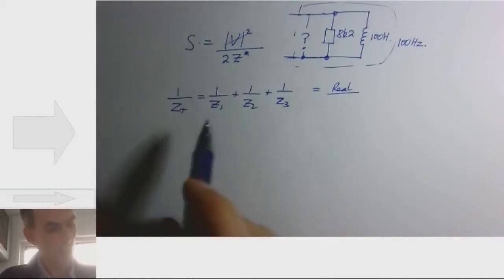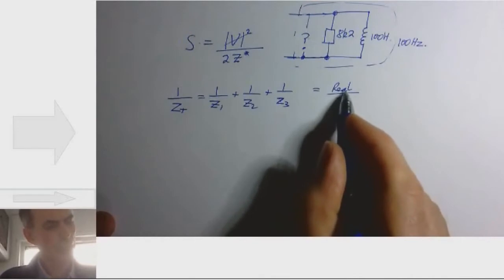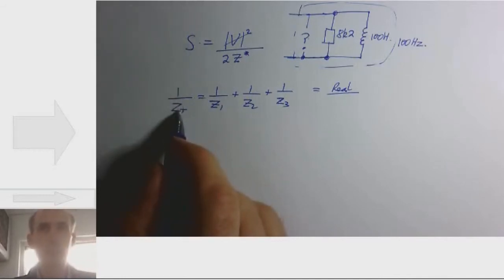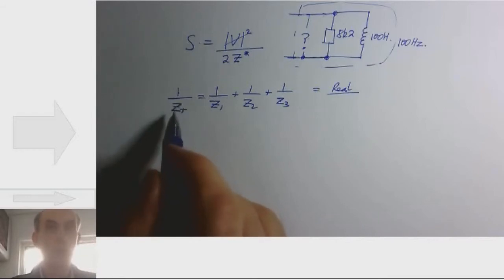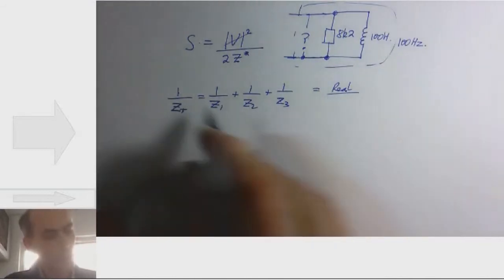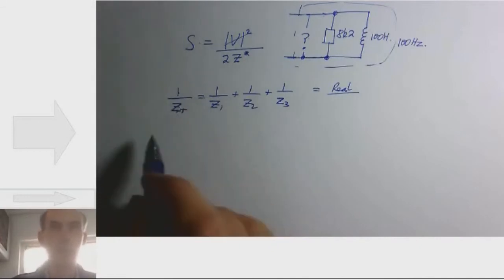Well, maybe that's not immediately obvious. We want ZT to be completely real. But if ZT is going to be completely real, then 1 over ZT is going to be real as well. Because if you take the inverse of a real number, you get another real number. If you take an inverse of a number with an imaginary component, you get another number with an imaginary component. So we need 1 over ZT to be real. That implies that ZT is real.